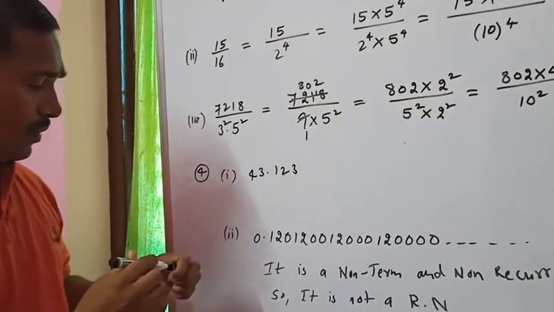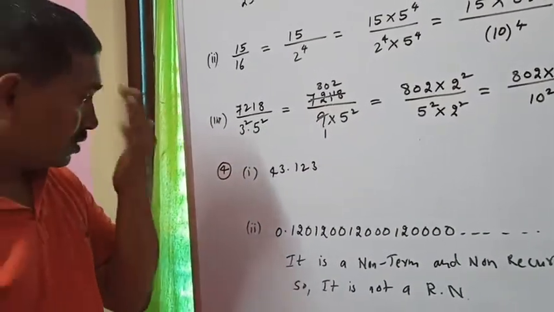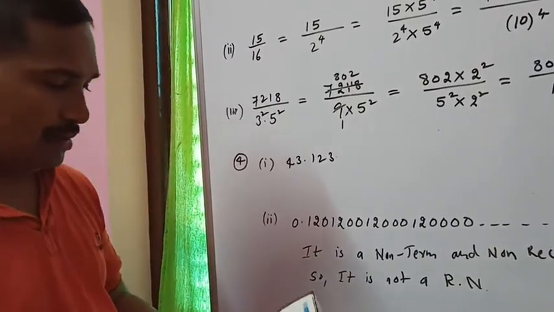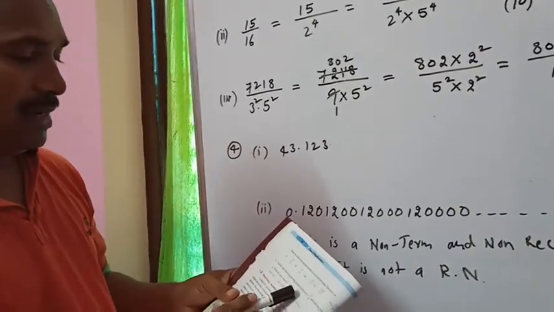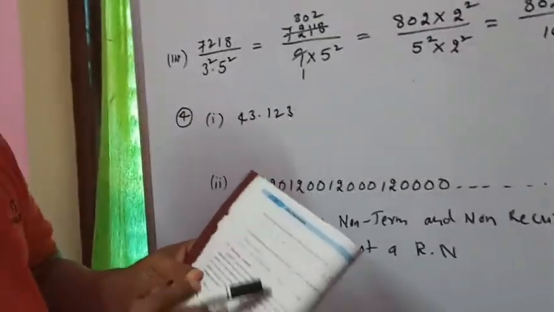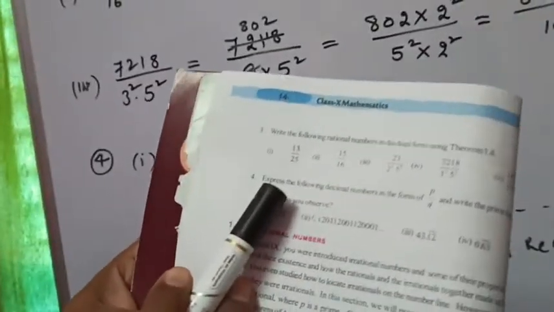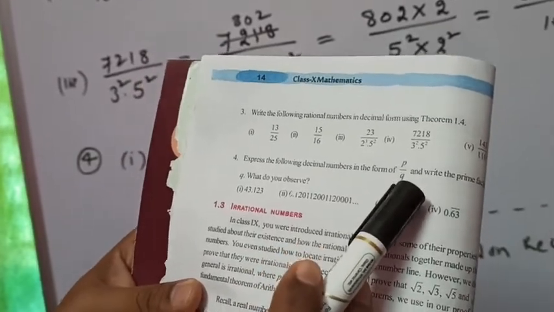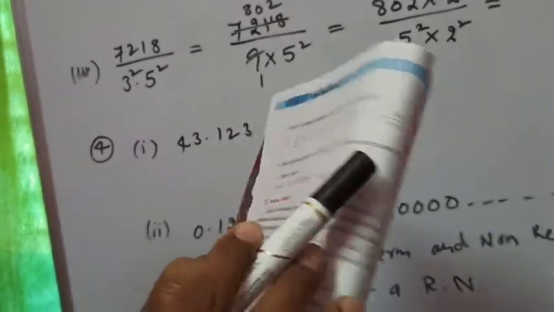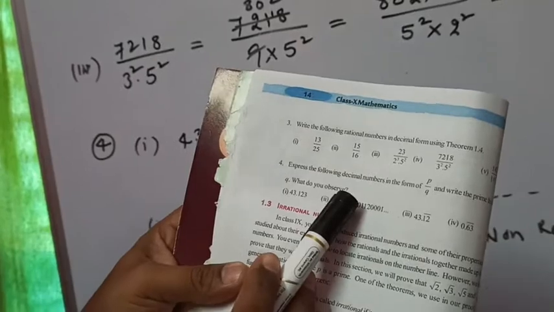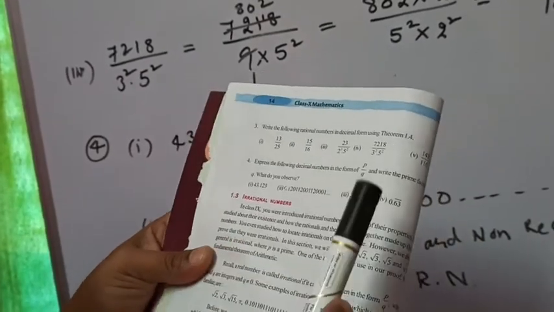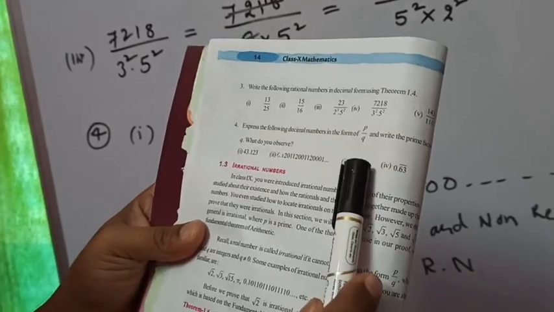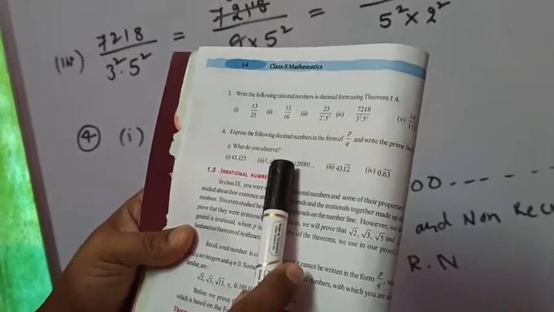Now, fourth problem. Express the following decimal numbers in P by Q form and write the prime factors of Q. What do you observe? Okay, these two I will explain. These other two are homework. I will explain you these two.